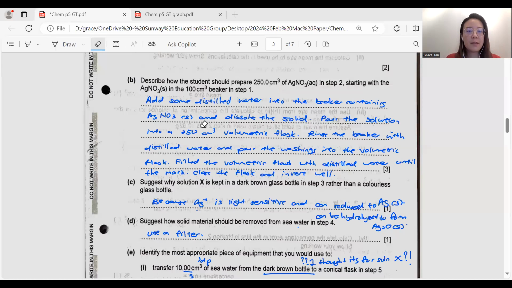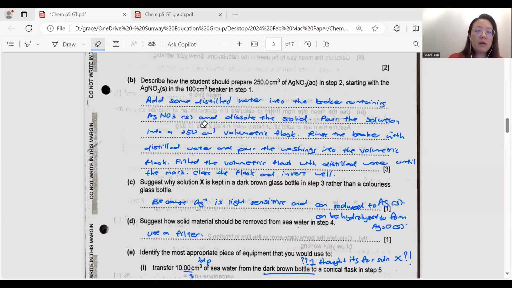Okay, let's look at part B. Describe how the student should prepare 250 cm³ of silver nitrate in step 2, starting with the silver nitrate solid in the 100 cm³ beaker in step 1. So that means the silver nitrate solid is already in your 100 cm³ beaker and you start from there.